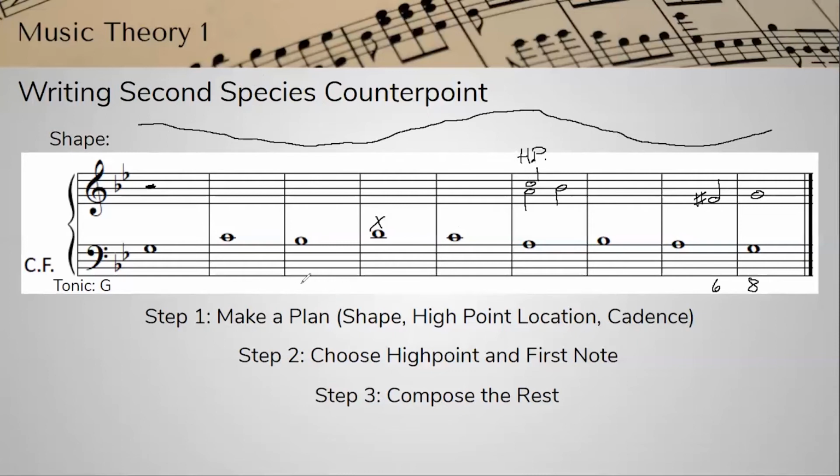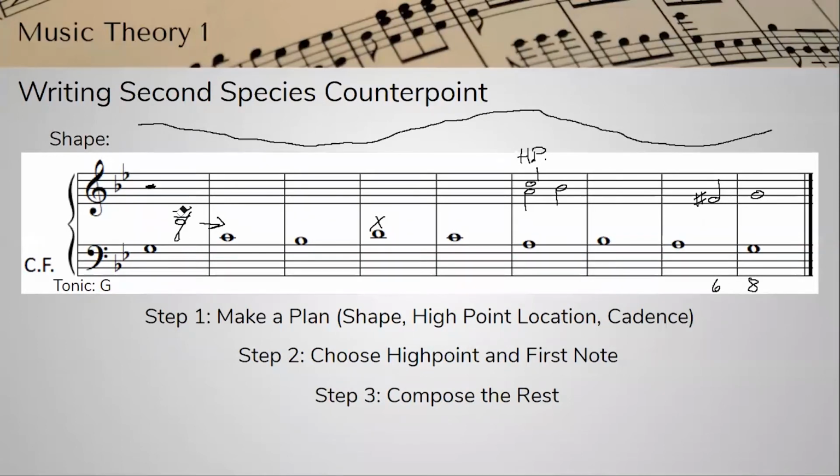All right, so we did step 1, shape, high point location, and cadence. So we could choose our high point and first note. Let's start with the first note. Our options include starting on a unison, I guess, is one option. So unison would be this G. That's probably not a good choice because if we want to go in the downward direction, we'd have to go down to an F or something like that, which is way below our C. So that low G is not a good choice for this.